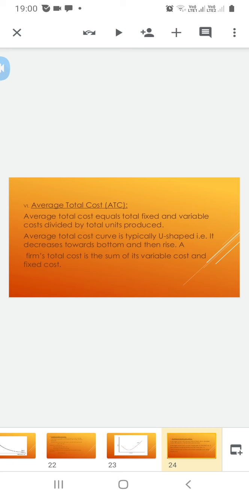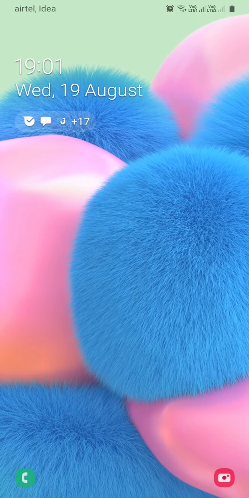Average total cost, ATC, is computed by dividing the TC by the corresponding level of output. ATC is equal to TC divided by X.